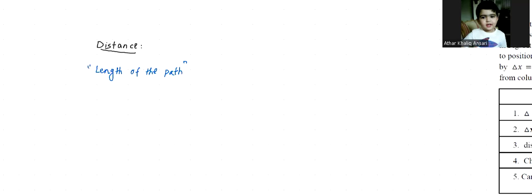Secondly, distance is a scalar quantity. Why do we call it a scalar quantity? Because it only needs magnitude. Magnitude is a number with a unit. For example, you have a 5 kilometer distance. Five is a number, kilometer is a unit. An object travels 2 centimeters or 50 meters, so a number with the unit is required.